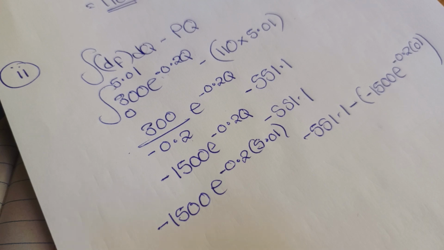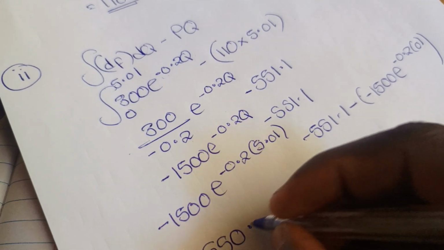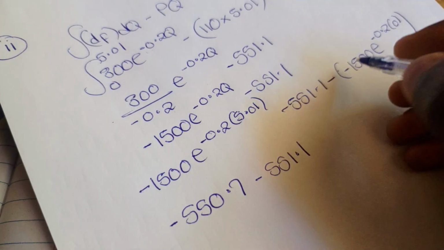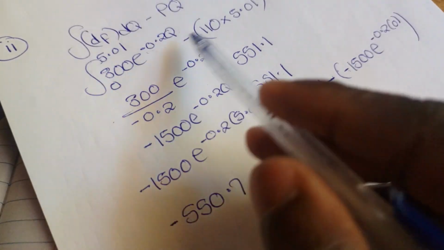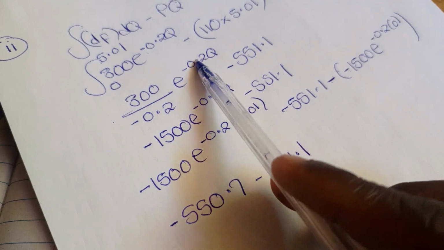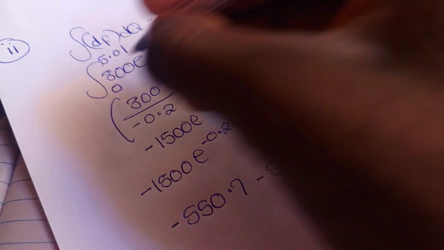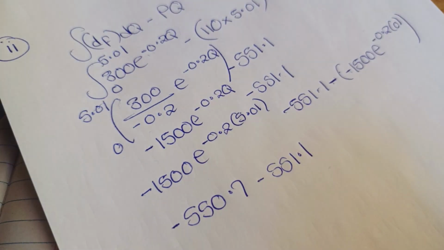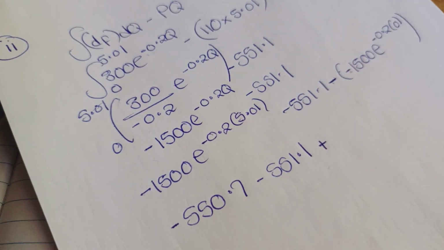negative 550.7 minus 551.1. Then from here, negative times negative. Remember, this negative is coming as a result of the integral. When you want to separate these to form the two brackets, remember, you always have 5.01 together with 0. So this is where this other bracket is coming from. Then from here, negative times negative, we can just make it positive.